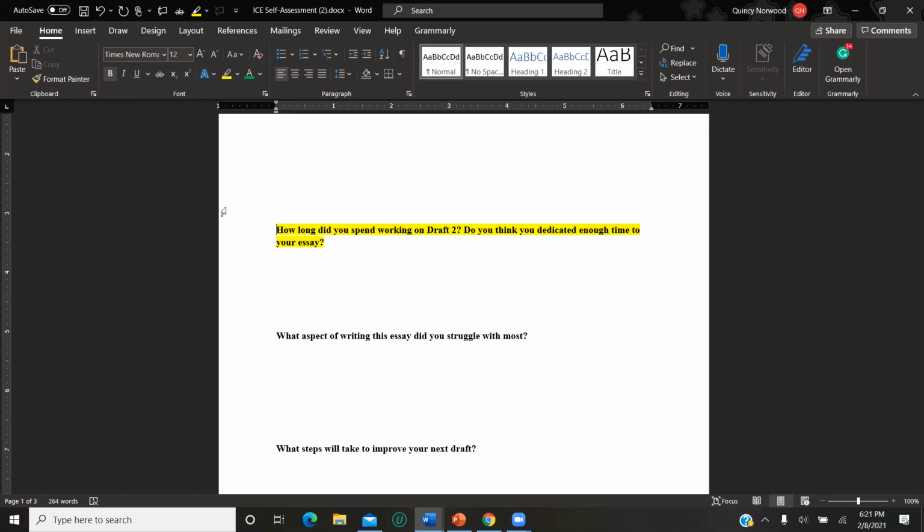We're picking up the mechanics of writing and the organization and structure and things of that nature. But we're also learning our own writing process throughout this journey of putting this essay together. Okay, so do you think you dedicated enough time to your essay? If the answer is yes, cool. If the answer is no, then think about what you need to do differently on your next essay.